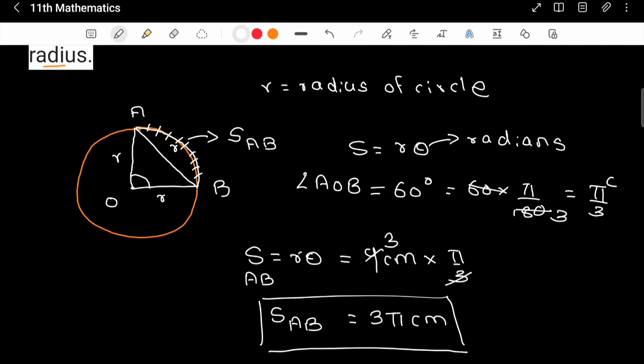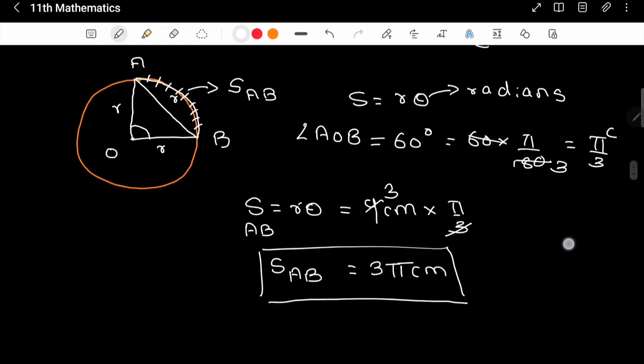What we have done? We have constructed the triangle OAB according to the given conditions, where the length of the chord AB is equal to the radius of the circle. Therefore, we have an equilateral triangle OAB, and therefore all the angles in the triangle are 60 degree. Then the chord AB subtends an angle 60 degree at the center, and then using the formula S is equal to R theta, we calculate the length of the arc AB as 3 pi centimeter. Very good. Let's move to the next question.